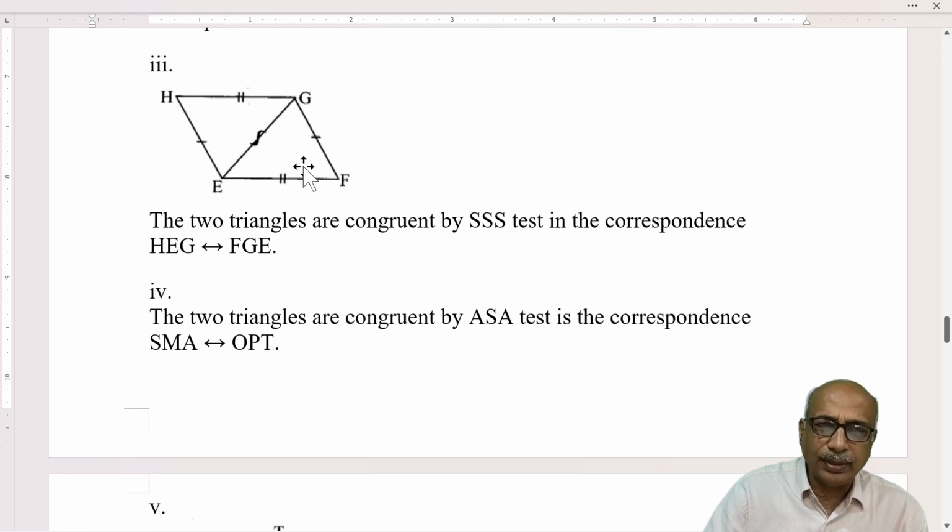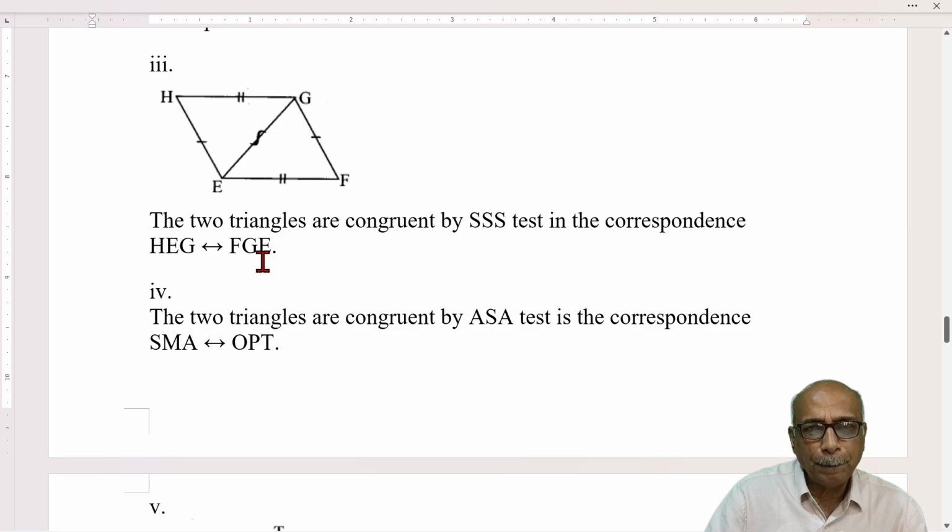In these two triangles here formed, these two are opposite sides. They are congruent, and this is common side for both the triangles. H to E, single line. E to G, single line, S. F to G, single line. G to E, S. Common. So HEG corresponds to FGE.